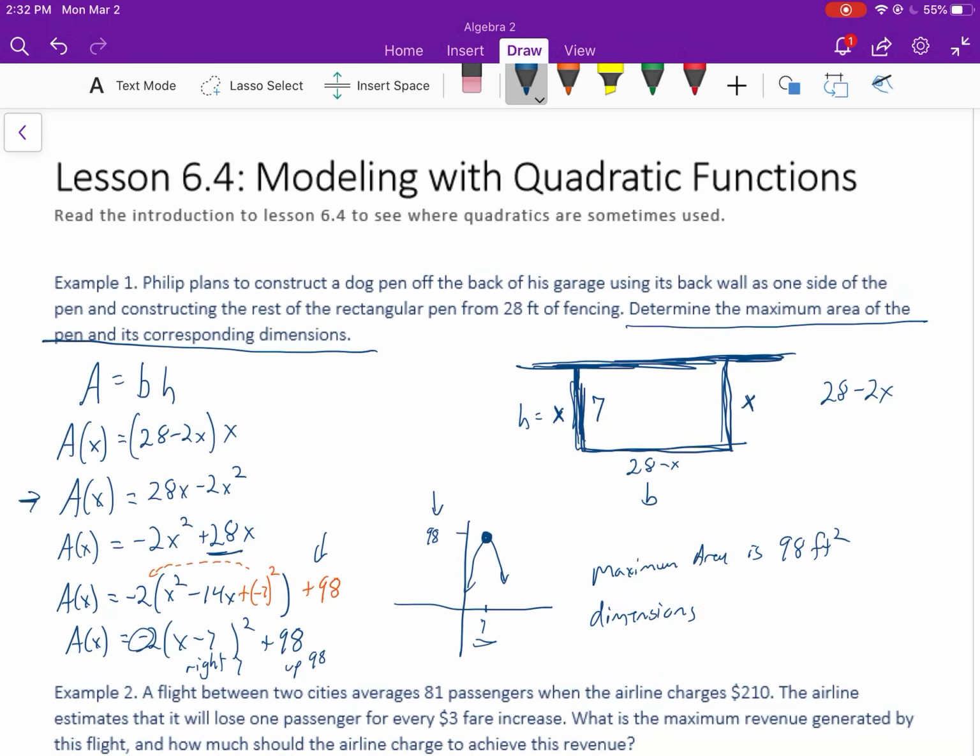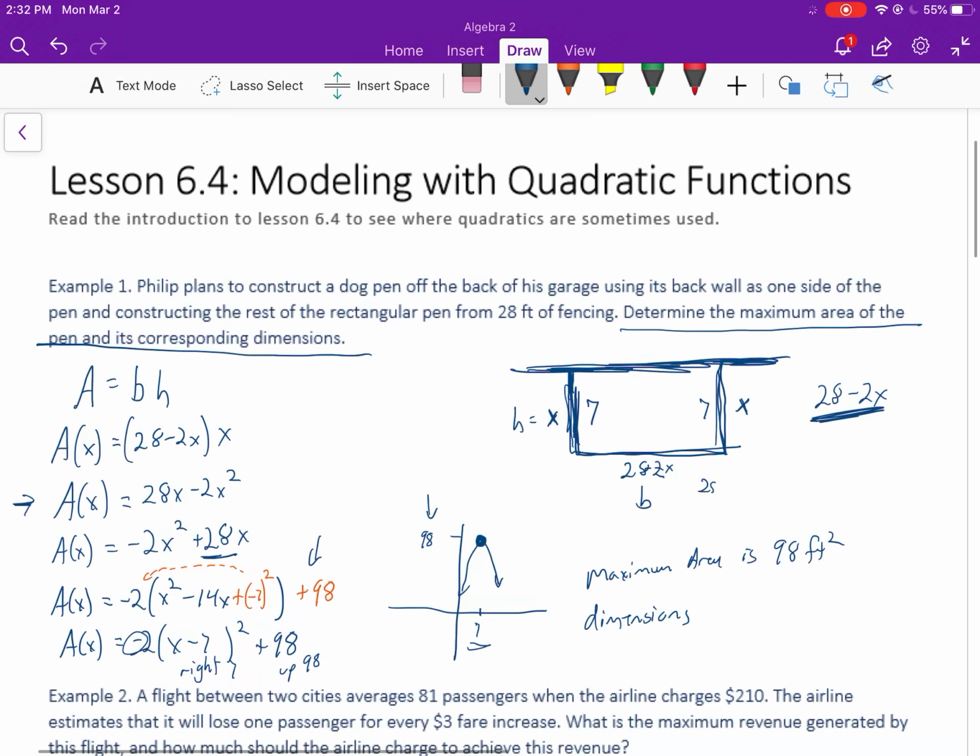Well, if that's 7 and this is 7, oops, this is 28 minus 2x. I wrote that wrong a long time ago. I wrote it correct here, but wrong over there. So 28 minus 2 times 7 is 28 minus 14, which is 14. So our dimensions are 7 feet by 14 feet. And so with the 28 feet of fencing that Philip has, he can make a pen that is 7 feet by 14 feet, which will give a total of 98 feet squared for the pen.